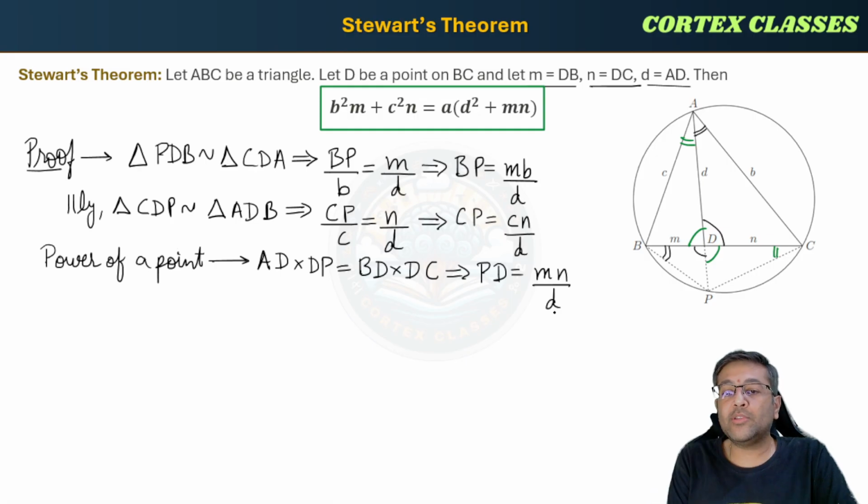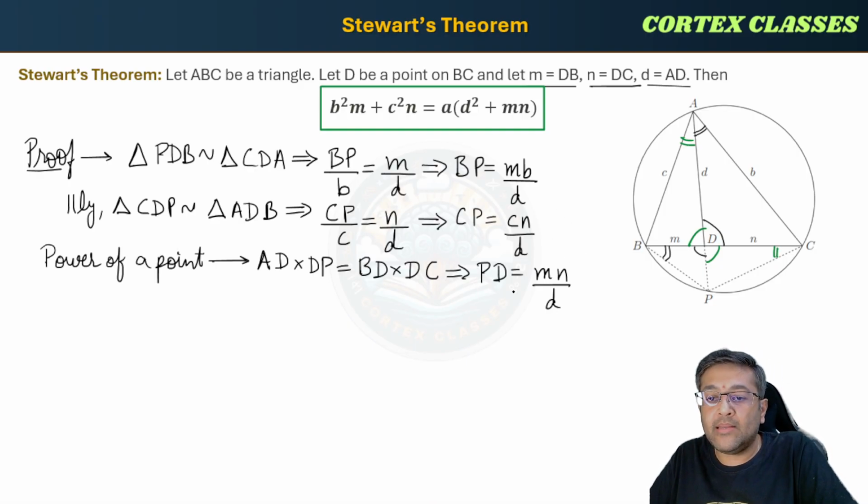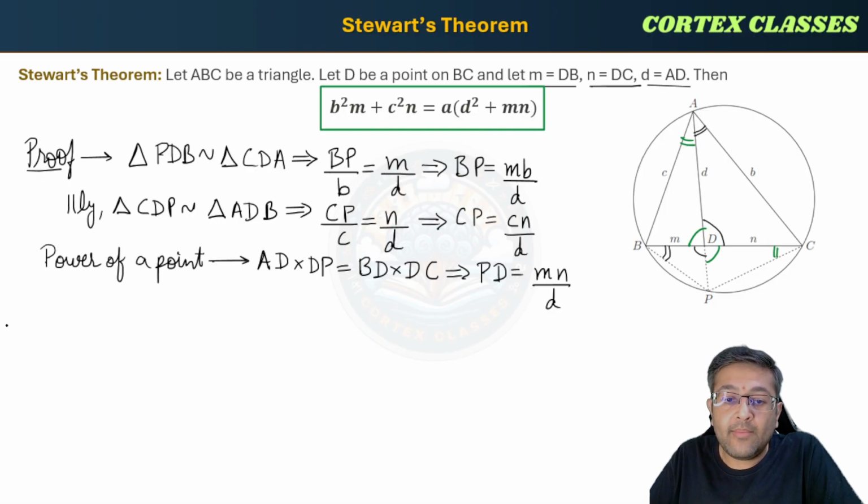Now why have we done these things, guys? BP, PD, PC, why did we find these three lengths? We didn't know them. We found all the unknown lengths in terms of A, B, D, C, M, N, everything. Now I'll be able to apply Ptolemy's theorem to create a relation among these lines.